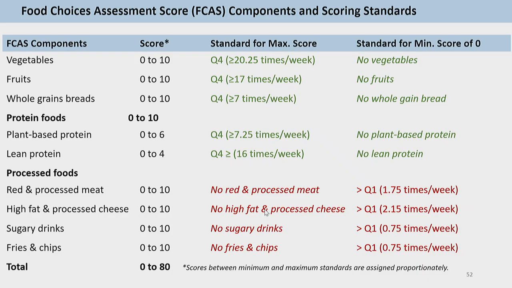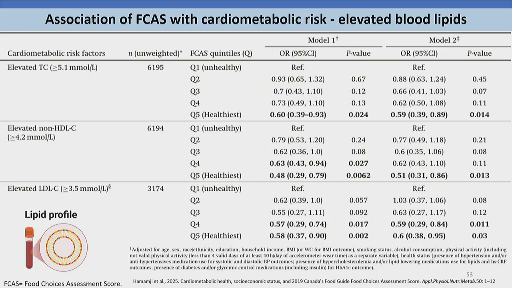This is the Food Choices Assessment Score. It ranges from 0 to 80 and contains 9 components, from fruit, vegetables, low red processed meat, etc. We divided Canadians into 5 groups, from the lowest score, which means lower alignment with Canada's Food Guide, which is quintile 1, to the healthiest, quintile 5, who have a high score, which means they are following Canada's Food Guide more.